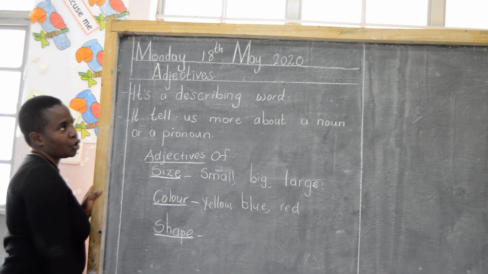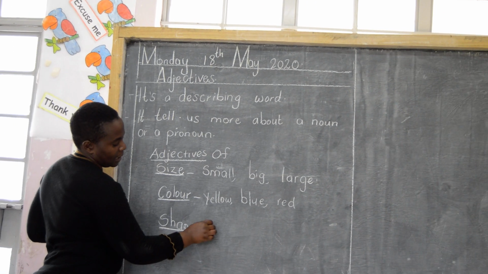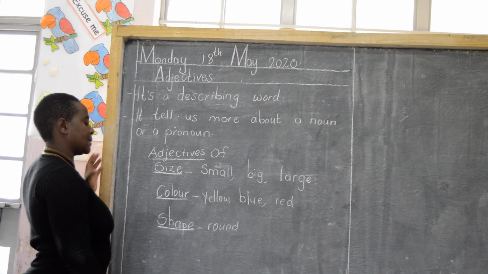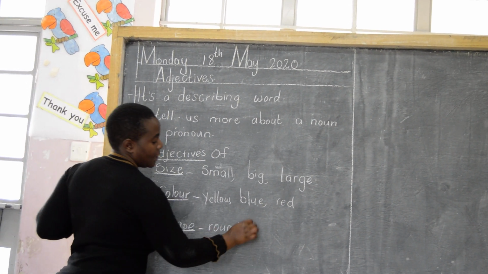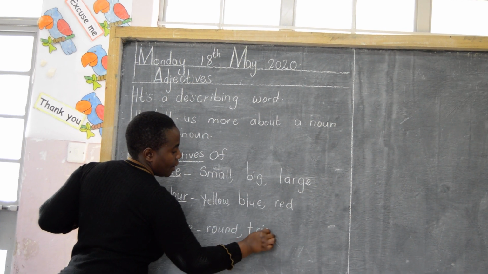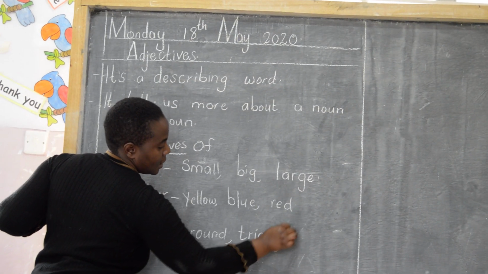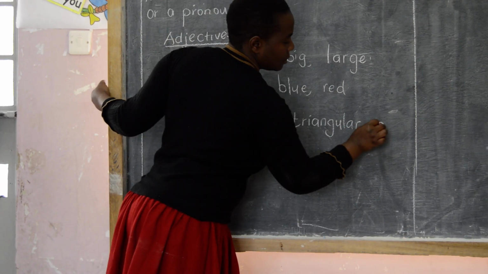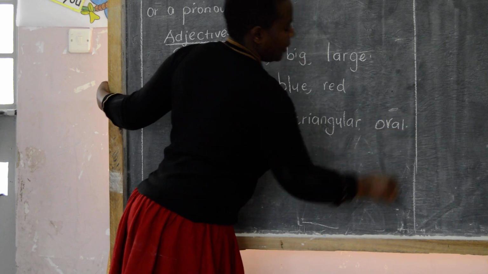When we talk about shape, it can be either round, which we say is a circle, it can be triangle or triangular if you are making a sentence, and it can be oval or rectangular or the rest.